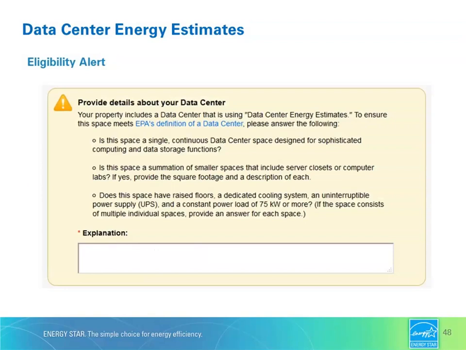Also, it's important to remember that in order to use data center energy estimates, the space in question needs to actually fit the definition of a data center that we went over earlier. So if you apply for Energy Star certification with a building that contains a data center using estimates, you'll see this eligibility alert, which asks you for the details of the space to make sure that it's a real data center, as opposed to a server closet or another type of space that doesn't meet the data center definition. So if you encounter this alert, then as always, be sure to provide a complete and thorough response that answers all of the questions posed by the alert. Any missing information will result in an email from the review team, which will slow down the processing of your application.